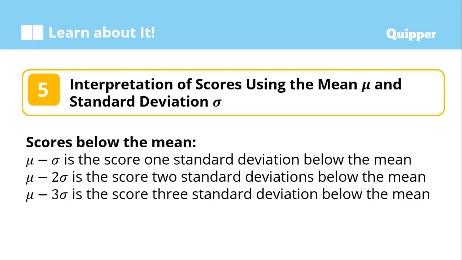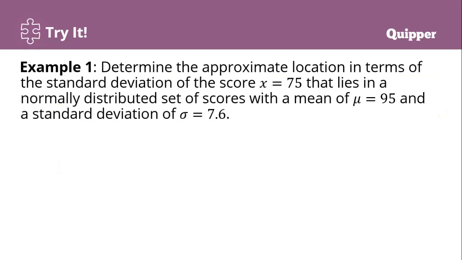Then scores below the mean. Mean minus standard deviation is the score 1 standard deviation below the mean. Mean minus 2 standard deviations is the score 2 standard deviations below the mean. Mean minus 3 standard deviations is the score 3 standard deviations below the mean. Okay, example: determine the approximate location in terms of standard deviation of score x equals 75 that lies in a normally distributed set of scores with a mean of 95 and standard deviation of 7.6.